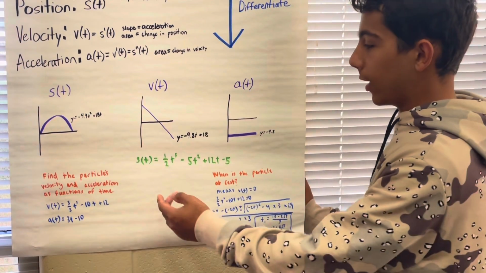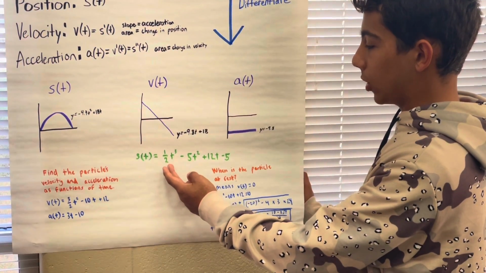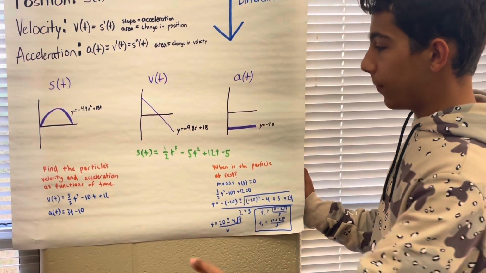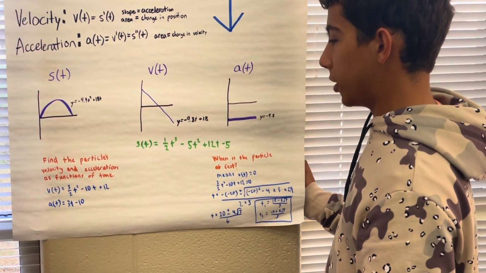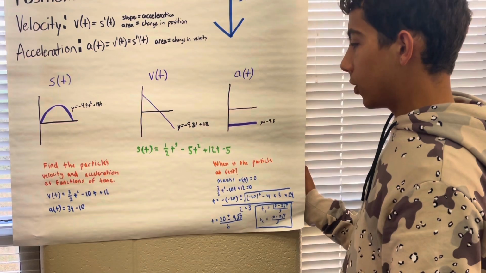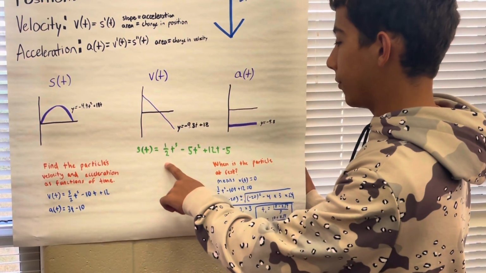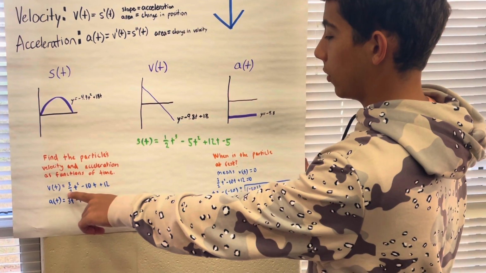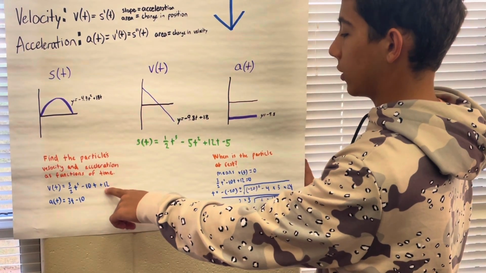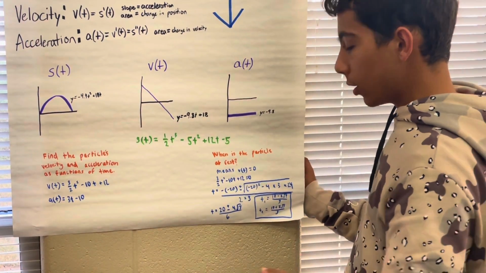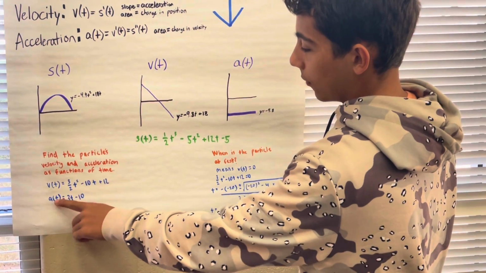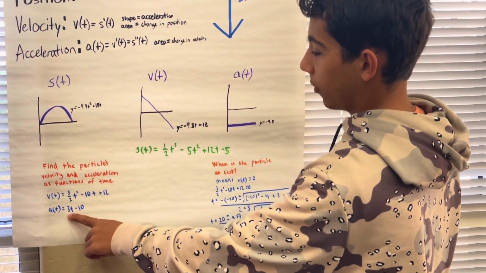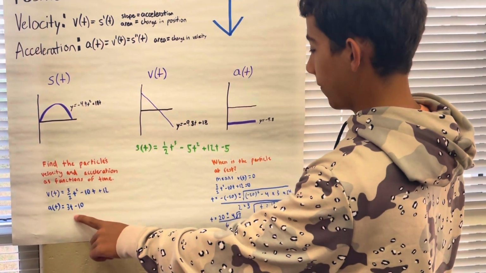So for our example, we have s of t equals 1/2 t cubed minus 5t squared plus 12t minus 5. Our first question says find the particle's velocity and acceleration as functions of time. So all we have to do is find the derivative of this. So v of t is going to be equal to 3/2 t squared minus 10t plus 12. We're using the power rule. And then to find acceleration, we just find the derivative of the velocity. So a of t is going to be equal to 3t minus 10.